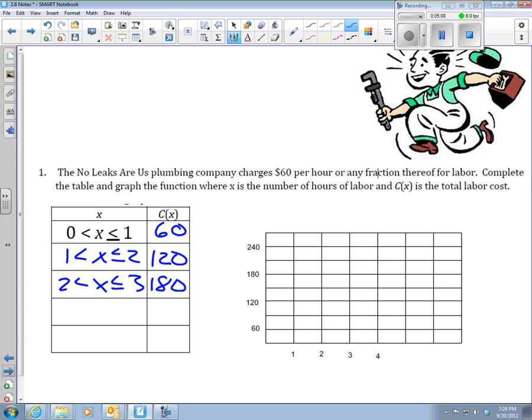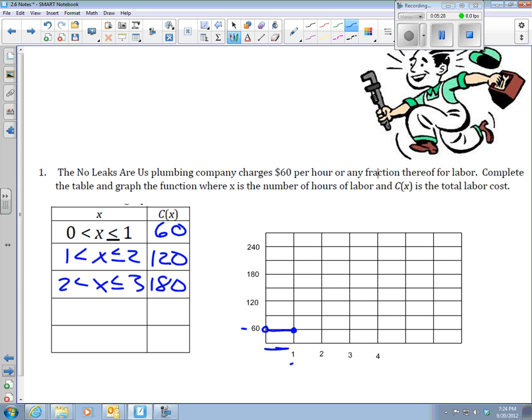So if you look at this table here, here's 1, here's 60. Anything between 0 and 1 here is going to be $60. I'm going to open this circle up here at the end because if you don't work at all, you don't make any money. So that would be 0. But if it's 1 minute even, it's going to go right to here. It's going to be 60 bucks.